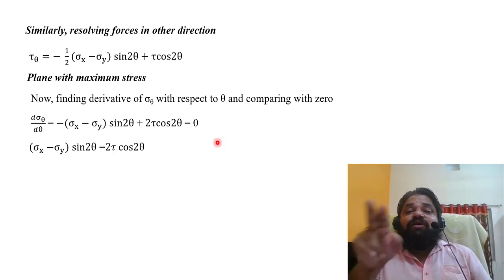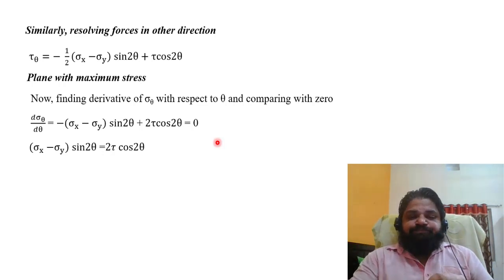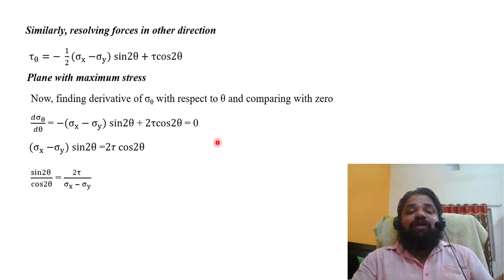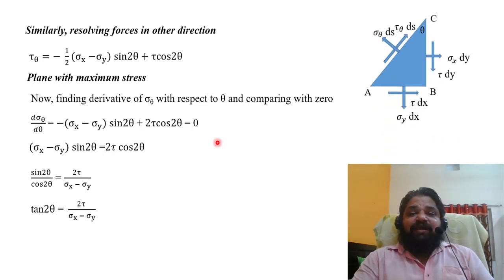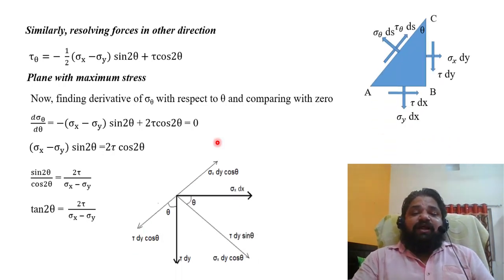To find that, we differentiate the value of sigma theta, and by doing so we get an angular form: tan 2 theta is equal to 2 tau by sigma x minus sigma y. And if I try to draw this to find the value, I can easily find it.